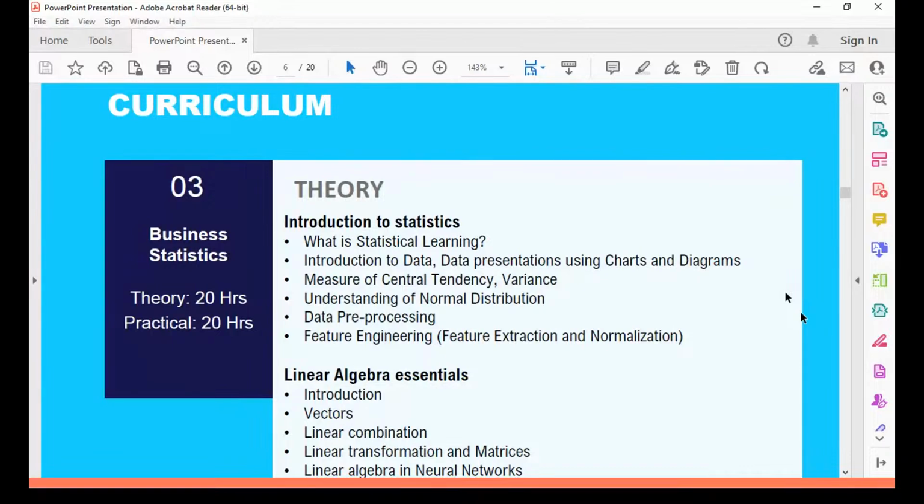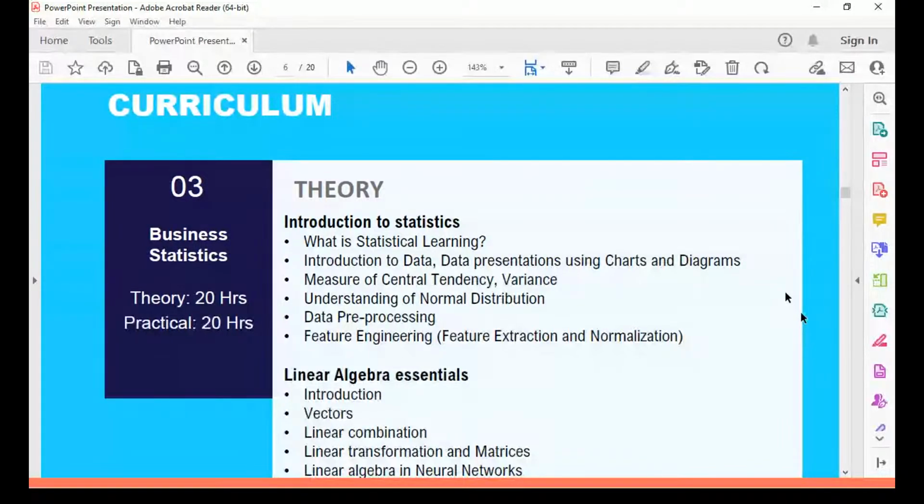How many of you are from business background or commerce background? Only one? Have you studied statistics in your earlier days? Can you tell me briefly about that?